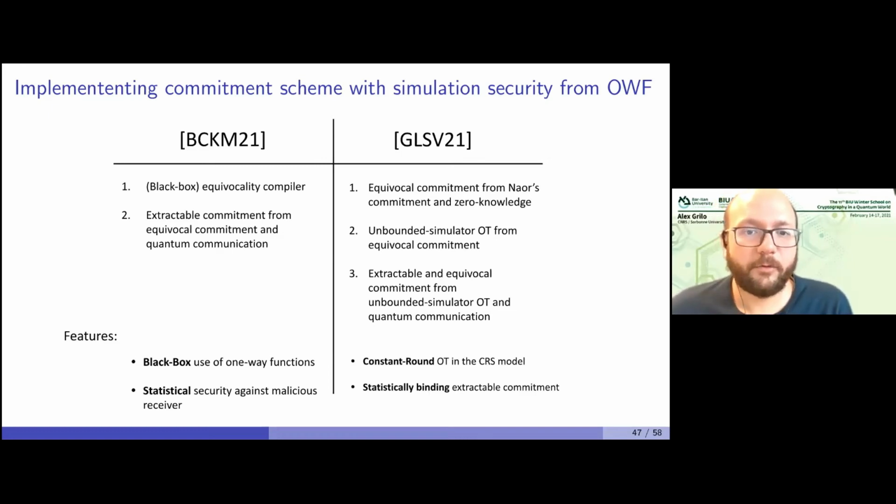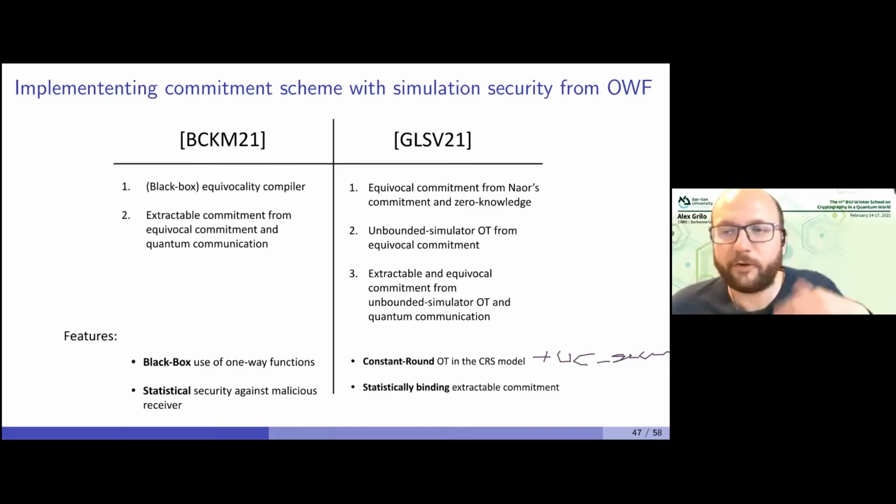On the other hand, in this work by me and my co-authors, if you assume some trusted setup, for example the CRS, then we can actually achieve constant-round oblivious transfer, so constant-round multiparty computation, and moreover, we have this in the UC security model. So assuming this extra setup, we can have a much more efficient protocol under a stronger security notion.